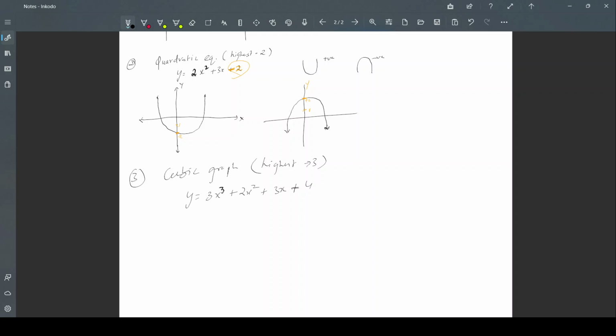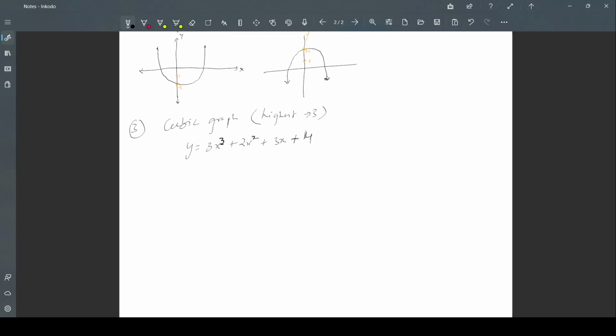This x is having the highest power, 3, because there is no other number that is greater than 3. So the highest power in the equation is 3. That's why we'll be calling this a cubic equation. Okay, then you have to remember, as for now we have done the quadratic equation as positive u and negative u, and this cuts the point, and we'll be calling that C.